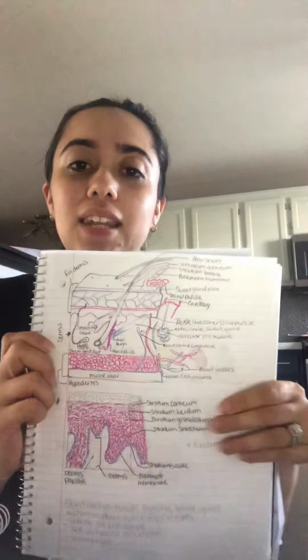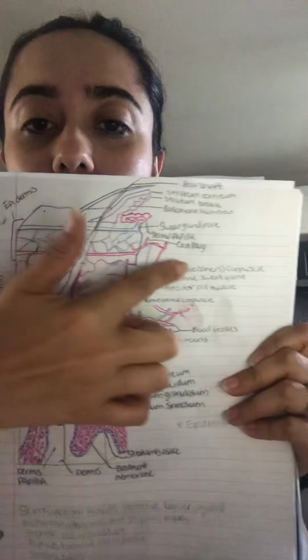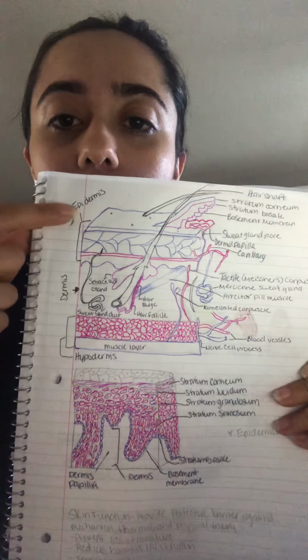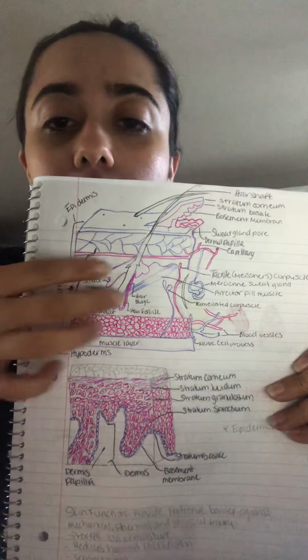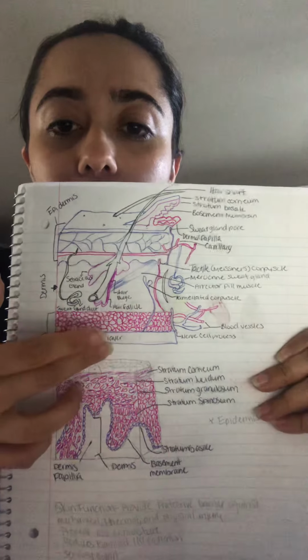Now we will be talking about the skin. So here I drew the skin and then the layers and then what's inside the layers. The top layer of the skin is the epidermis, and then we have the dermis, which is the middle part of our skin layer, and then the bottom layer of our skin is the hypodermis.